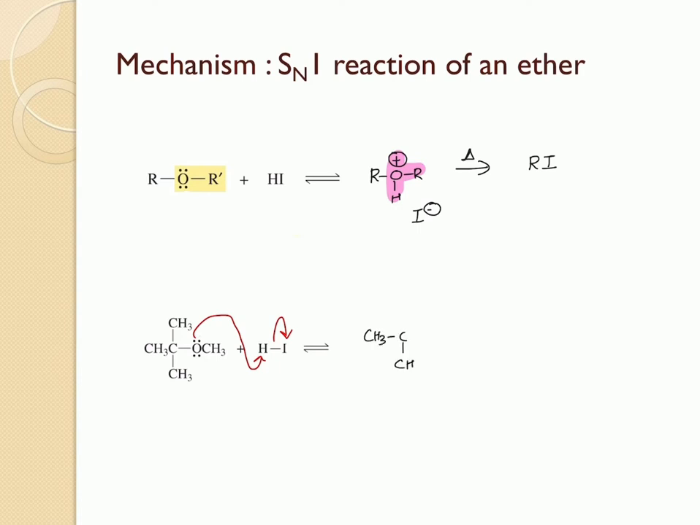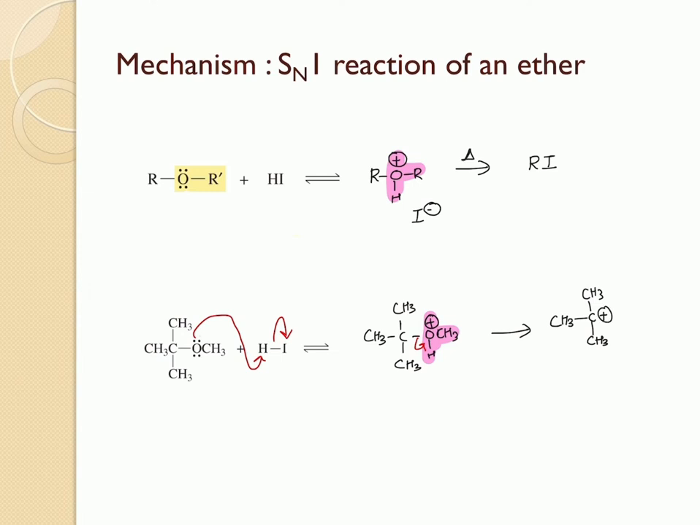Once the ether is activated, and it does have a good leaving group, the leaving group can just leave from the molecule, thereby creating a stable carbocation. So here in this case, as the leaving group leaves, it's going to form the stable carbocation. In this case here, it is a tertiary carbocation, right, which is more stable.